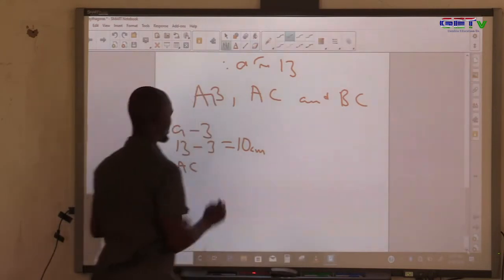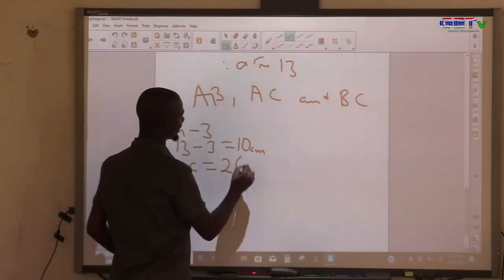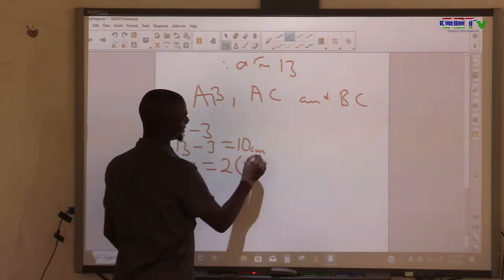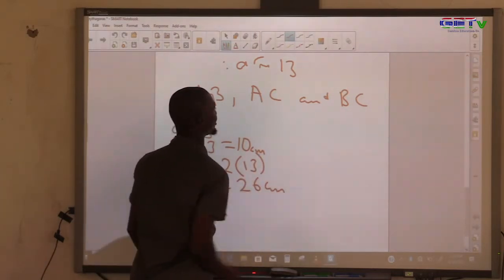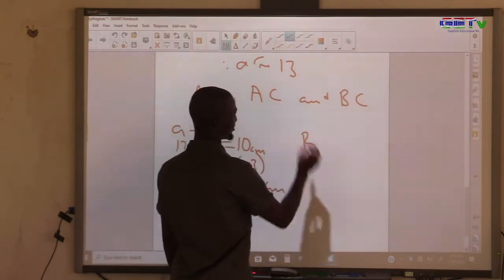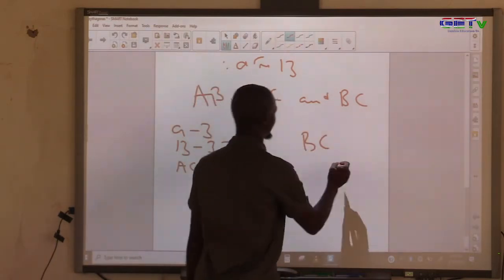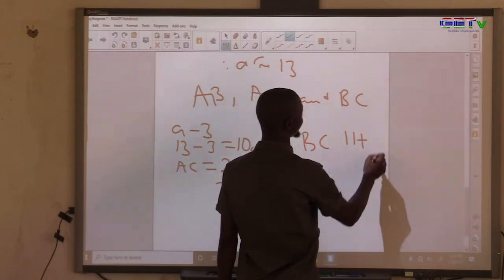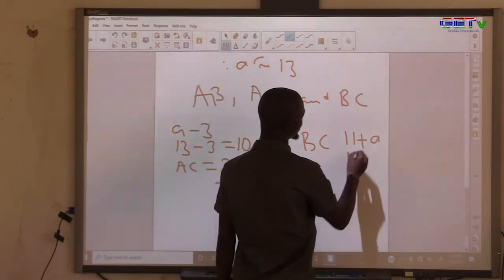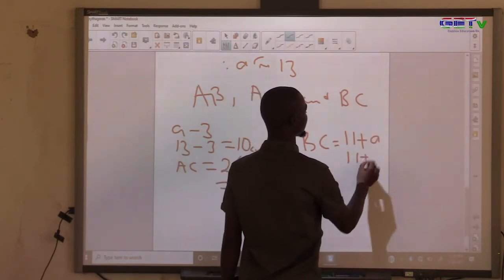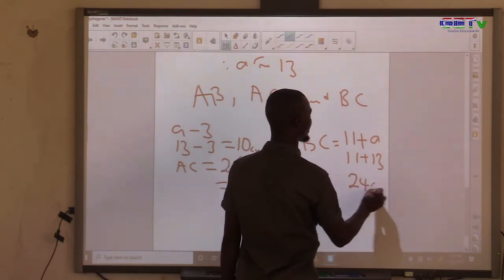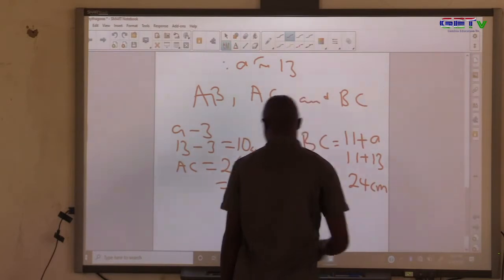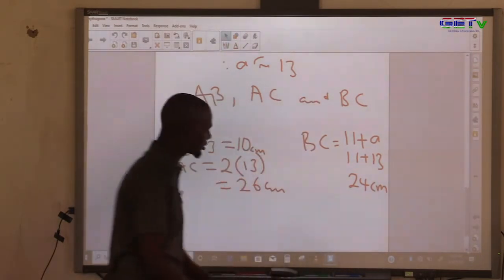Then AC is 2a, so you have 2 in bracket 13, which will give you 26 centimeters. Then the last one is BC. BC is 11 plus a. So it's going to be 11 plus 13. And that will give us 24 centimeters. This is the end of the assignment correction.